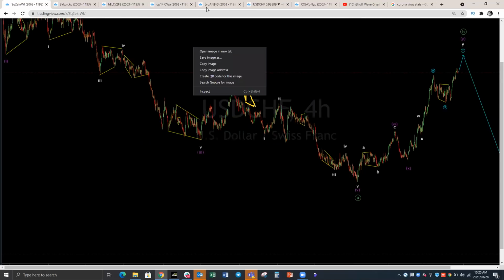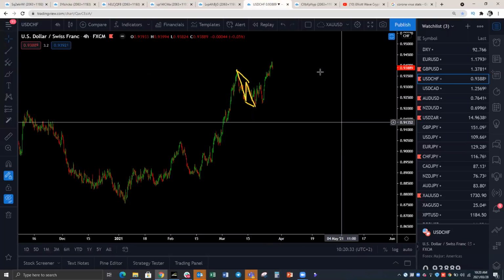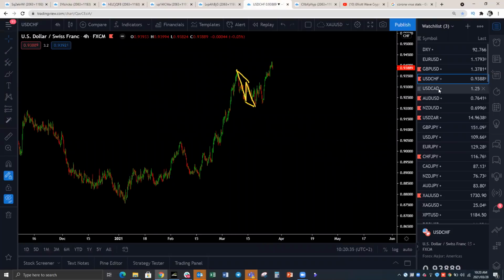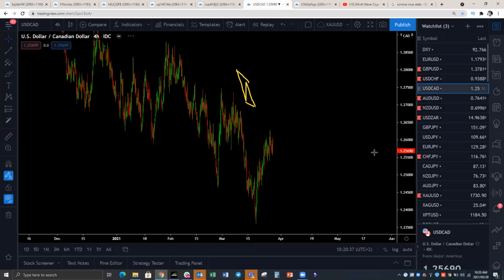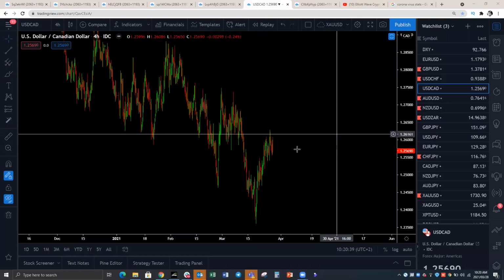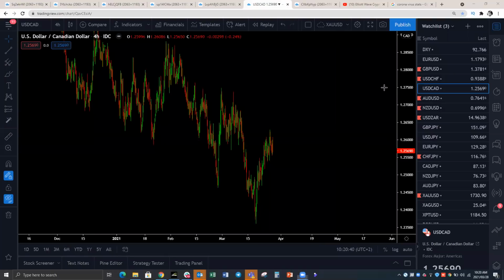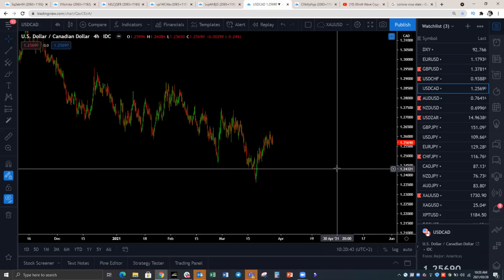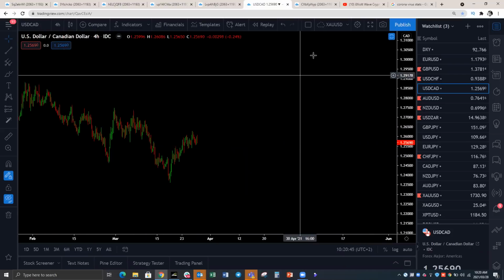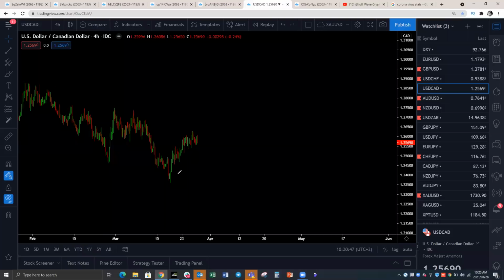Let's go back to the live charts. That is US dollar chief. US dollar CAD. How many times have we talked about US dollar CAD? We are not ready to buy US dollar CAD yet. We can see that the DXY is pushing up higher, but we are looking for this to eventually give us a continuation to the downside. You've already seen why we're looking for this to continue to the downside. That is US dollar CAD.